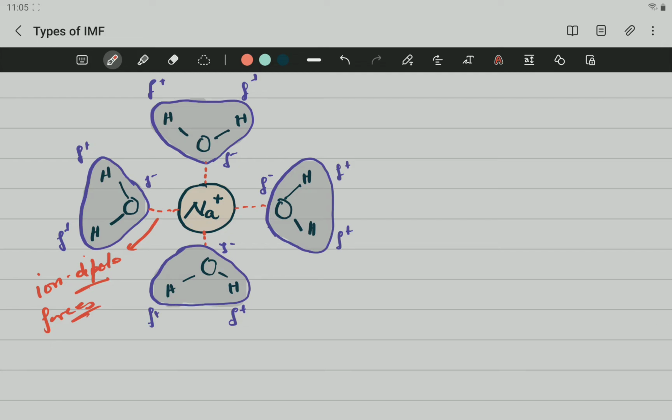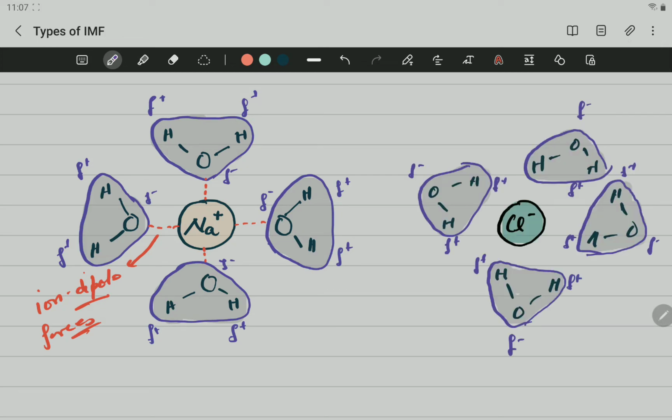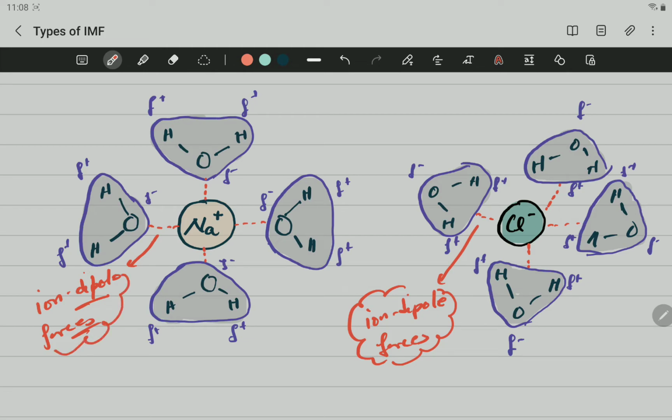So what will happen to the other ion, the negative one? It will happen very similarly, but the other way around, because the other ion is now going to be negative. So here, the negative ion chlorine will be attracted by the positive side of the molecule, and that force is what we call ion-dipole forces. Okay, ion-dipole forces. So I hope this is clear. This is the ion-dipole forces.